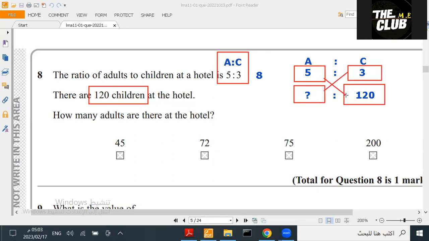Multiply 120 by 5, and then divide it by 3. The answer comes out 200, so the number of adults is 200. That's how you answer a question like this. We use the X method, and the answer is 200 adults. That's the answer for question 8. Now let's move on to the next question.